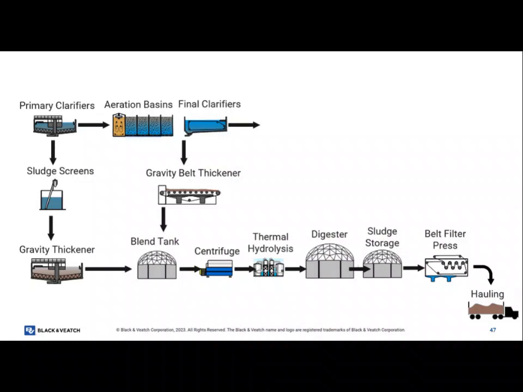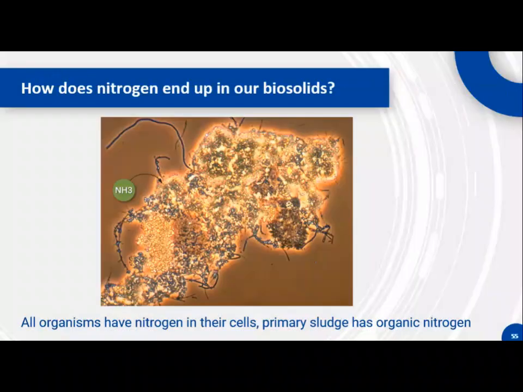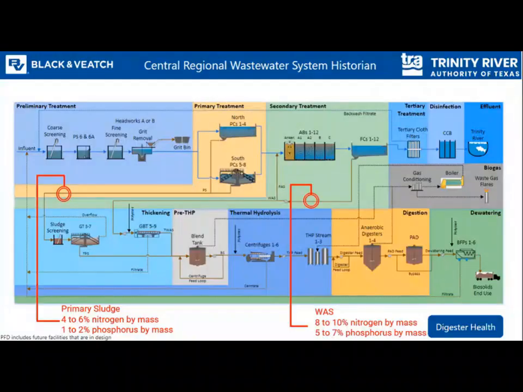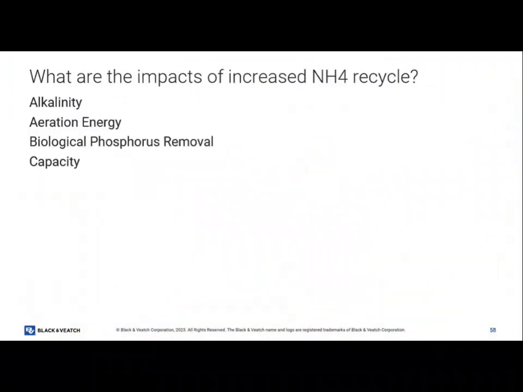All right, so now we're going to finish the day talking about finishing up on nitrogen. So this will be your full-on nitrogen clinic here. We ended with this large recycle stream coming back. We have that 3,000 milligrams per liter, about 15 to 20%. And what are the impacts of increased ammonium coming back to our process?